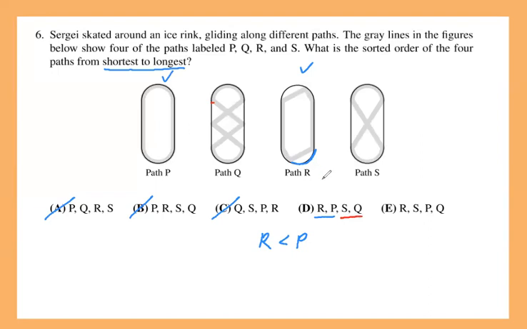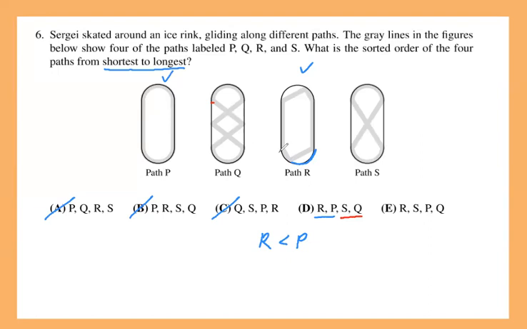Let me double check with the other ones. So we have R, P. Okay, so R is the shortest one because when you have the curve around this corner, you are making it longer. But if you are taking this path in the middle, you are making a longer path. So this is why this was the longest one. So that's Q, and the next one is P.